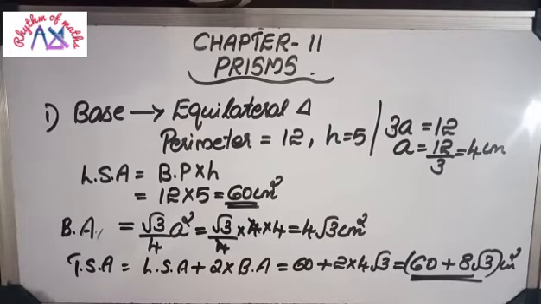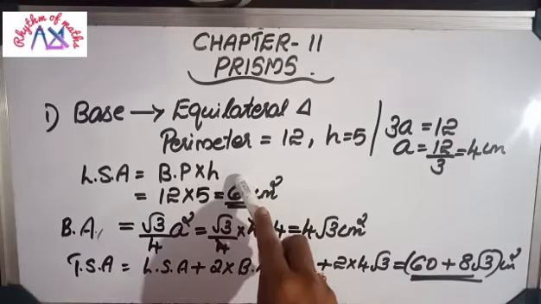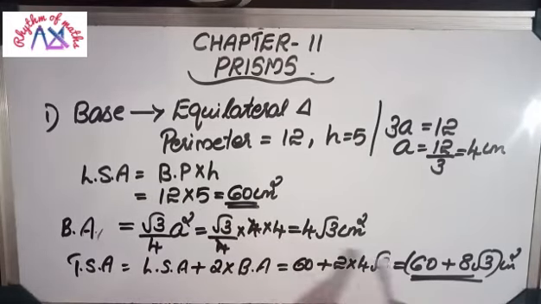If the question asks to find the answer in two decimal places, or to write the correct answer, then you have to apply the value of root 3 as 1.73. Otherwise, you can stop here. So this is TSA. How to find TSA? First find LSA, then find base area, then just add these two. So this is the answer.